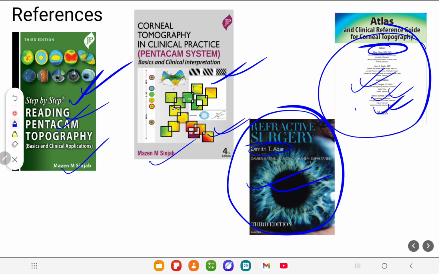But definitely, I'm in love with this book, Atlas and Clinical Reference Guide for Corneal Topography by Ming Wang and others. I think it will be a little burdensome with refractive surgery for optometry students especially, so don't touch that book; I think the corneal topography chapter is best if you can go there. But yes, these three books you can refer to, and definitely I'm in love with the refractive surgery book by Dimitri. The other one, I don't know about you. You can try. Okay, so I think that's it.